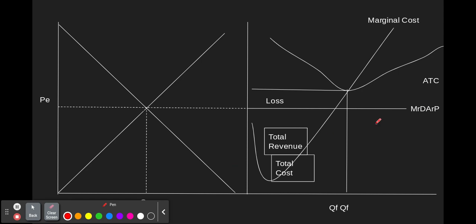Just a recap of what MR DARP is. MR DARP is the marginal revenue, the demand, the average revenue, and the price.